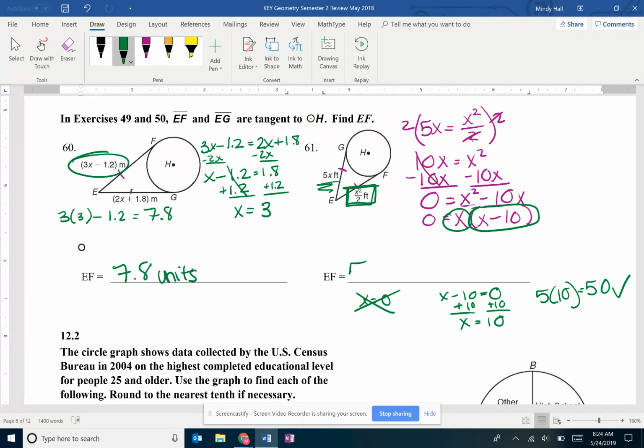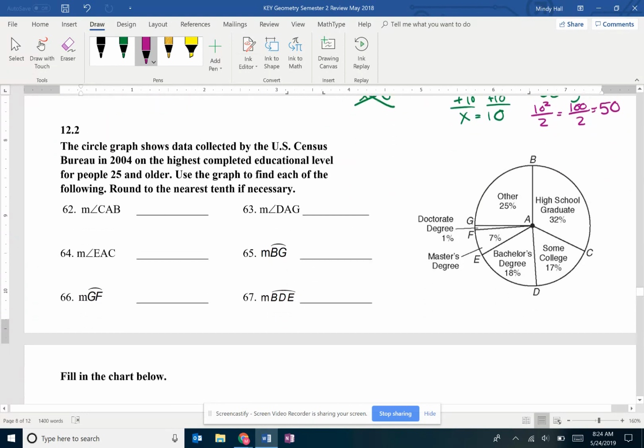Now, let's say you don't believe me and you just think I'm crazy, which is possible. Then plug it into the other one. If you did, you'd have 10 squared divided by 2. 10 squared is 100 divided by 2, which is 50. So see, they're the same. All right, so moving on.